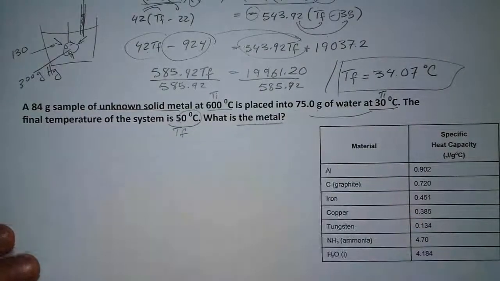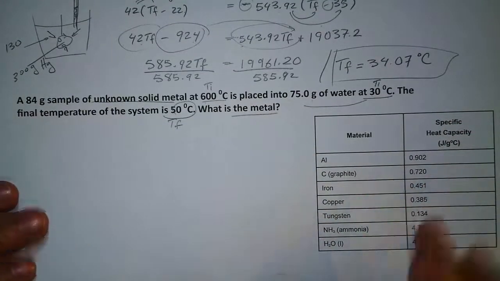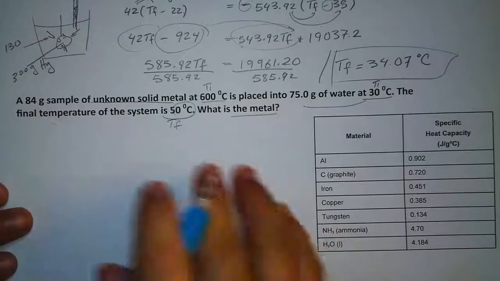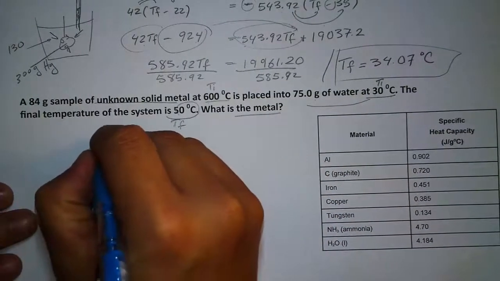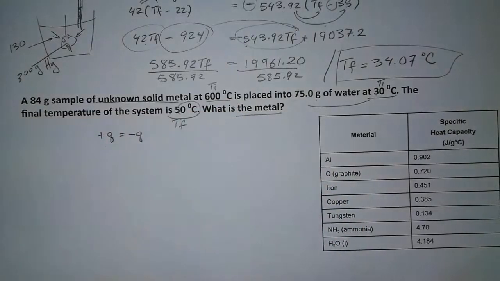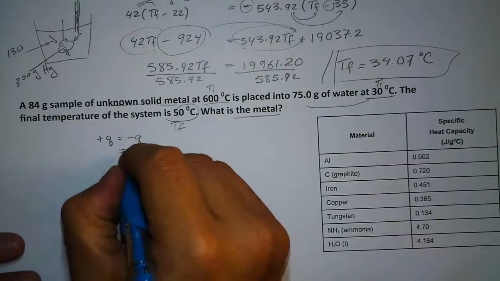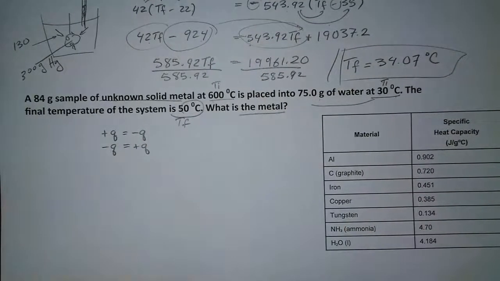The question asking us is, what is the metal? And we are given a list of specific metals and their specific heat capacity. So again, we are dealing with two systems. We realize that, of course, positive Q is equal to negative Q, assuming no heat is being lost to somewhere else. Or if you want to think of it this way, you can think of negative Q equal to positive Q. It doesn't really matter, okay? So whatever, we're going to use this one.